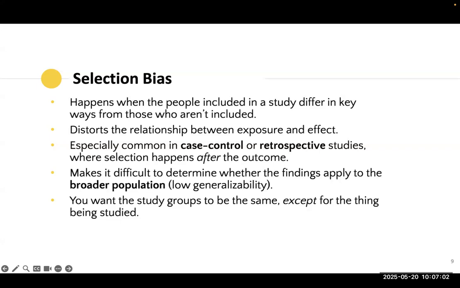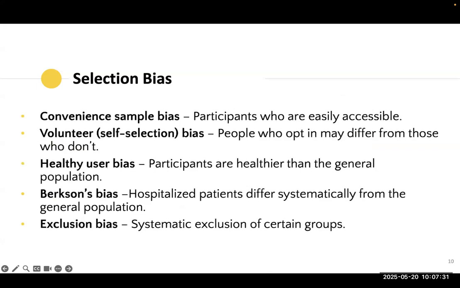You see these a lot in case control studies and retrospective studies, where the selection of the participants happens after the outcome, right? So this makes it difficult to apply those findings to the broader population. You want those study groups to be the same except for the thing being studied, as close as you can get them. So let's look at some different kinds of selection bias.